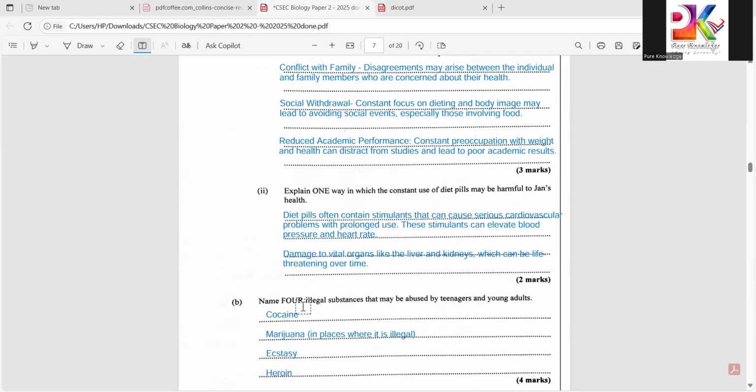Next, it says name four illegal substances that may be abused by teenagers and young adults. And remember, the key word is illegal. So cocaine, illegal. Marijuana in some places, because not all places, but marijuana in some places is illegal. Something called ecstasy, some people say Molly, may be a substance that could be abused. Heroin could also be a substance.